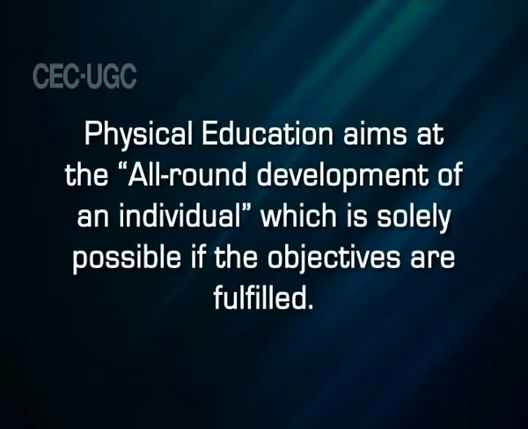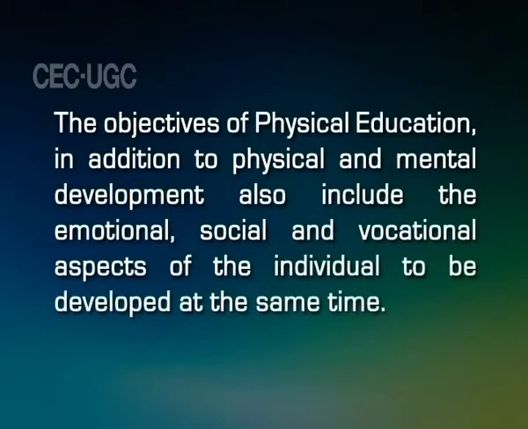In the whole process of the adapted physical education program, the aims, objectives, principles, and characteristics of physical education play a very important role. As we know, physical education aims at the all-round development of an individual, which is solely possible if the objectives are fulfilled. The objectives of physical education, in addition to physical and mental development, also include the emotional, social, and vocational aspects of the individual to be developed at the same time. Thus, from all the discussions, we can sum up that both the adapted program and physical education strive to fulfill a common objective and hence are interconnected.